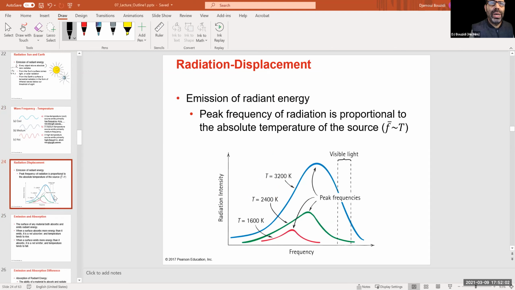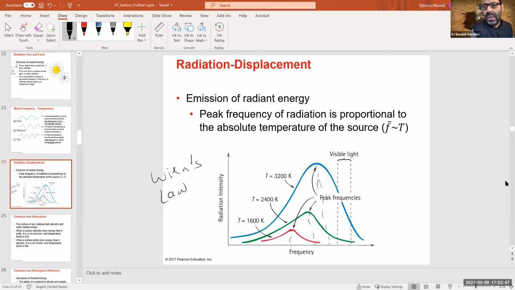Here is something known as the emission of radiant energy as a function of frequency. Usually we plot it as a function of wavelength, but that's fine. The peak frequency is directly proportional to the temperature. As the temperature increases, the peak shifts. This is called Wien's law. The frequency here for 1600 Kelvin is lower than that of 2400 Kelvin, which is lower than that of 3200 Kelvin, the hotter object we see in this region.